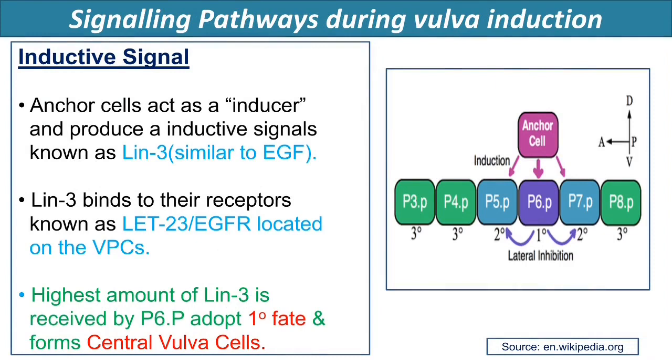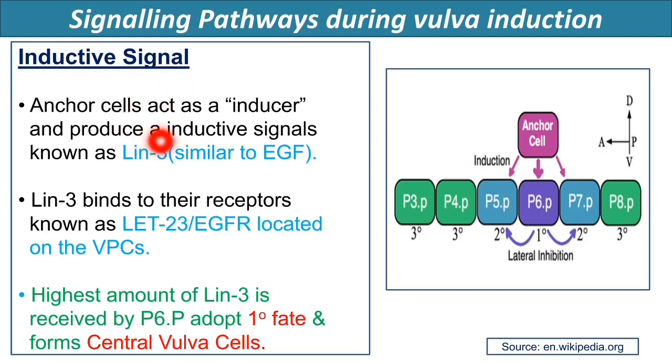As we have discussed in the previous slide about the mechanism of vulva induction in C. elegans, in this particular slide we will discuss the signaling pathways that occur in vulva formation. Signaling pathways are mainly of 2 types, that is inductive signal and lateral signal. Here we will discuss the inductive signal.